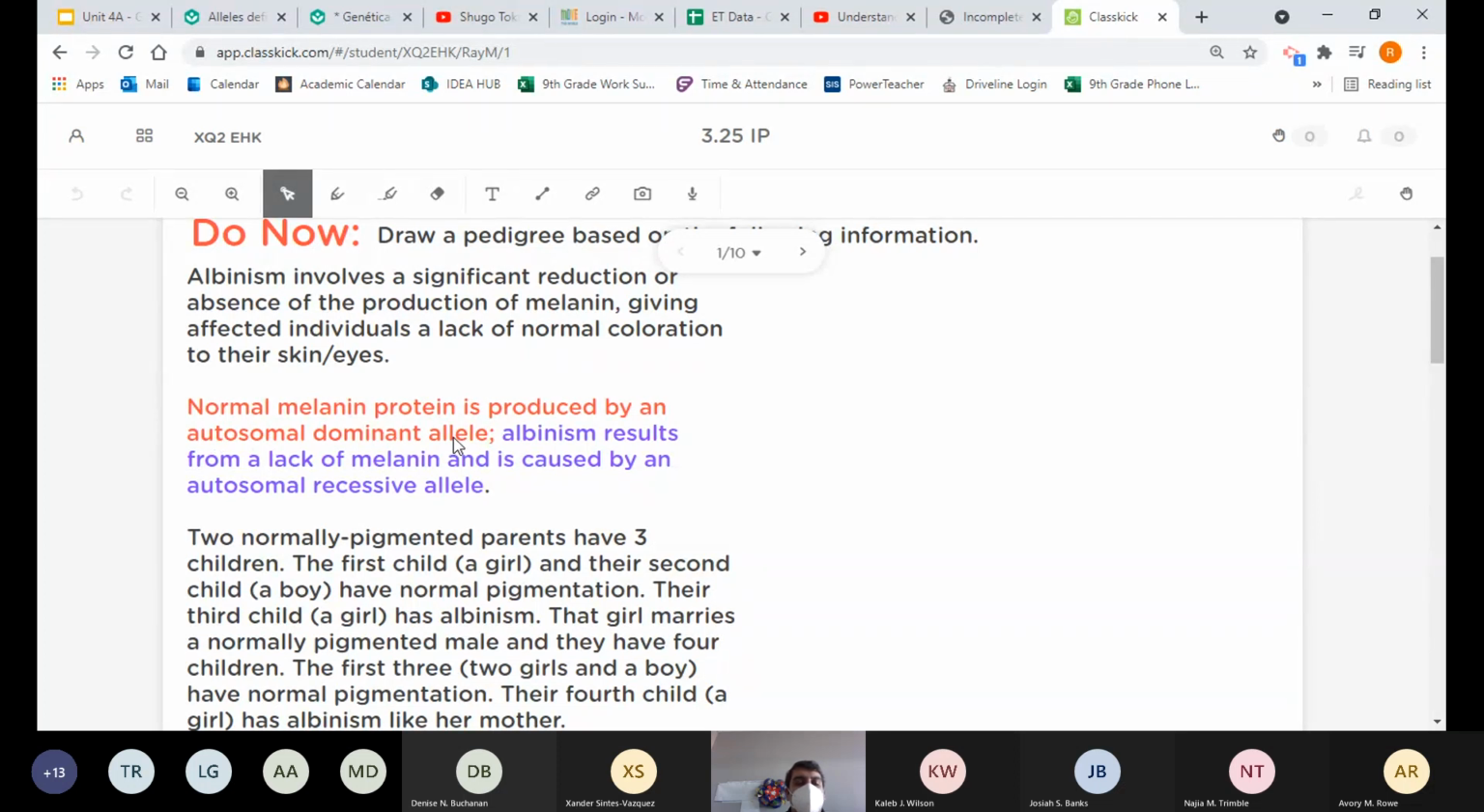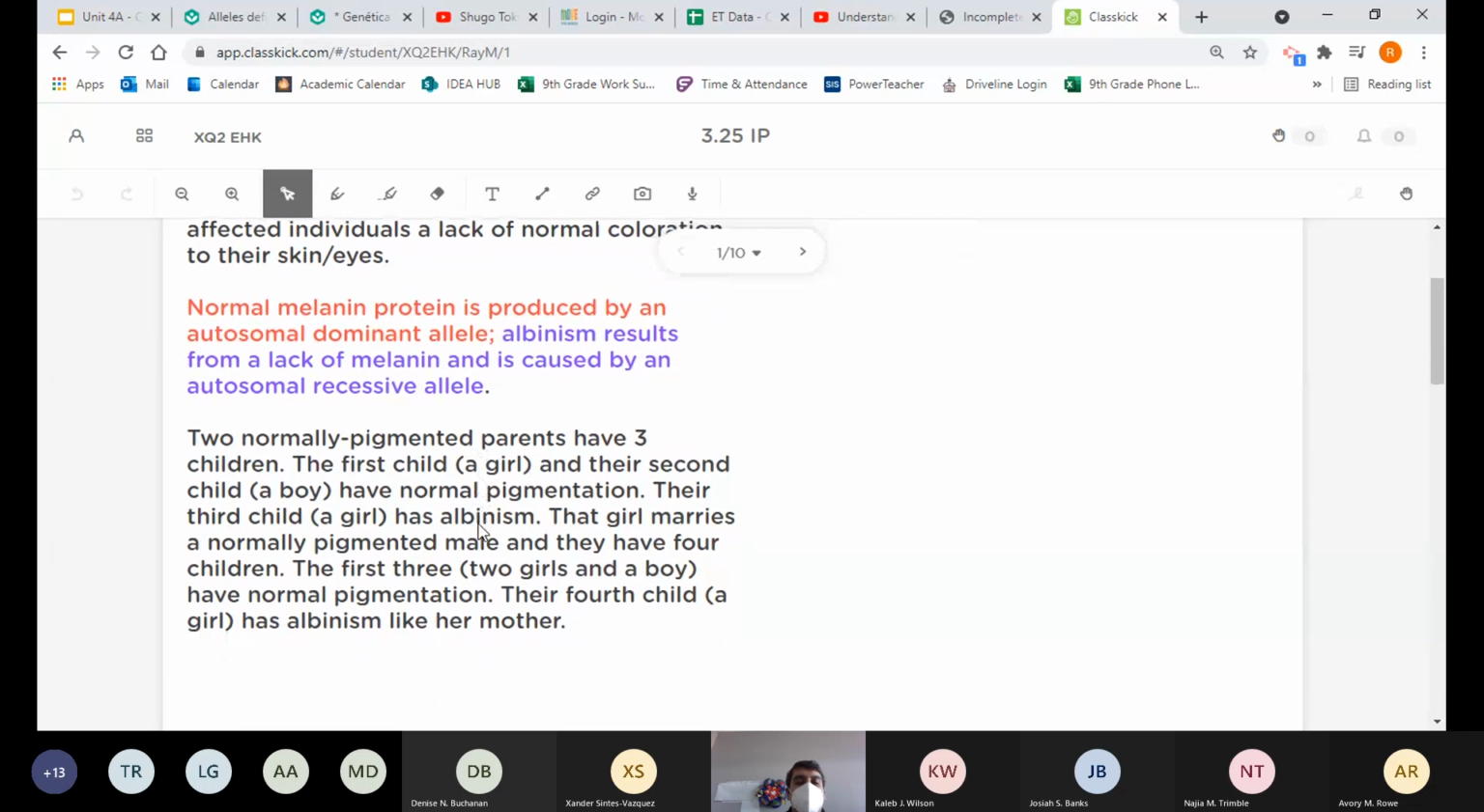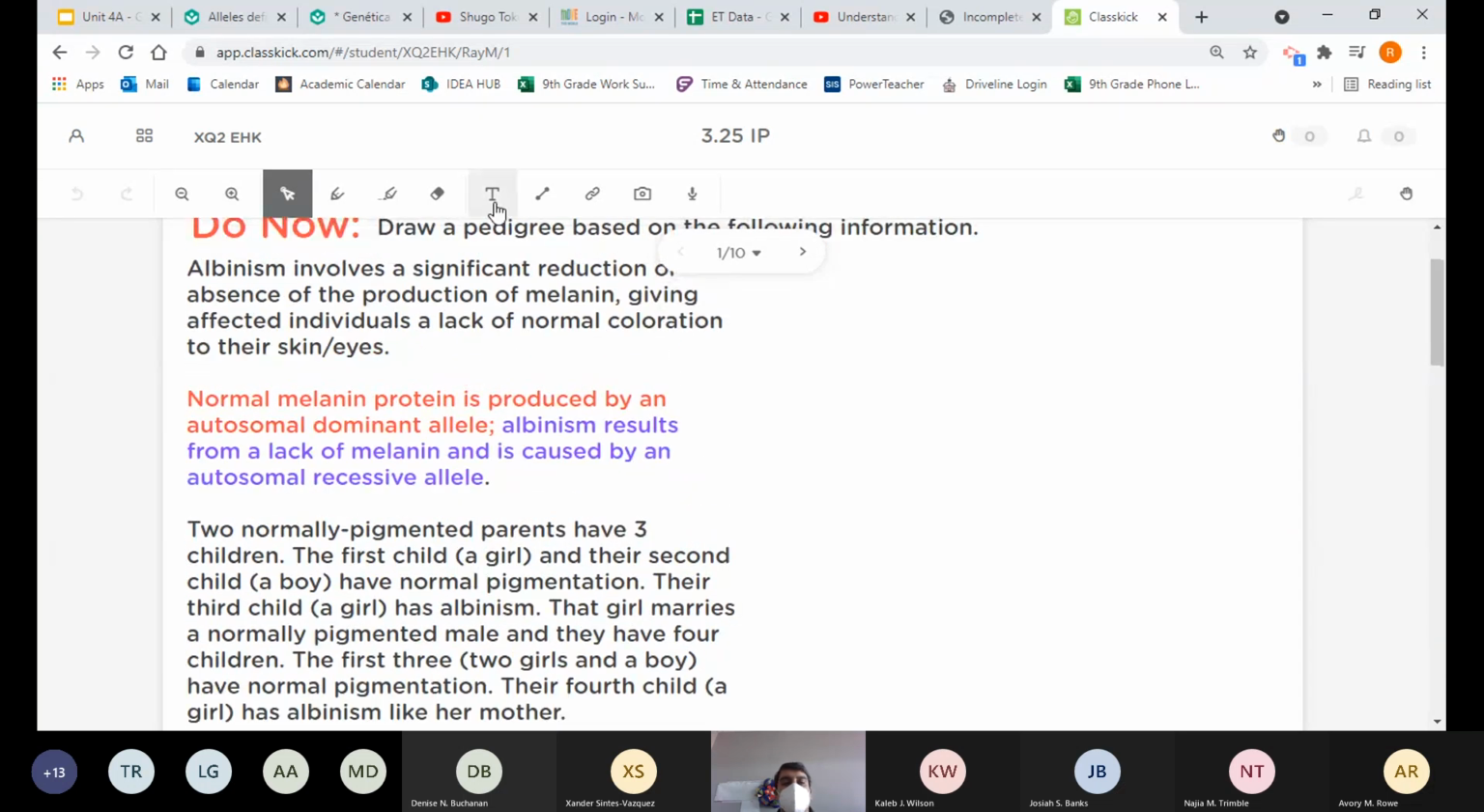Even though I don't like to use the word normal, it's just shorthand for people who don't have albinism. So normal is going to be dominant. Albinism results from a lack of melanin and is caused by an autosomal recessive allele. So we're told that albinism is going to be a recessive trait. Here's where the information starts about what the family looks like.